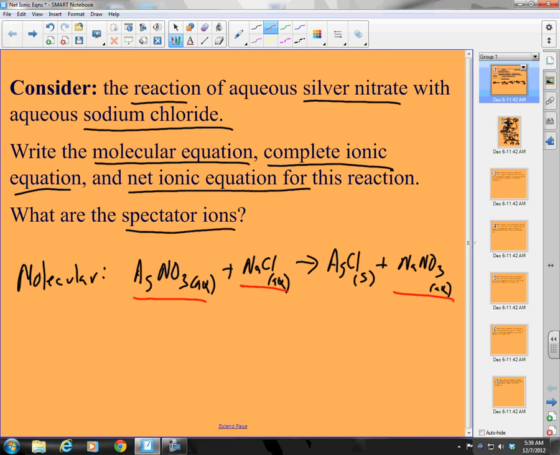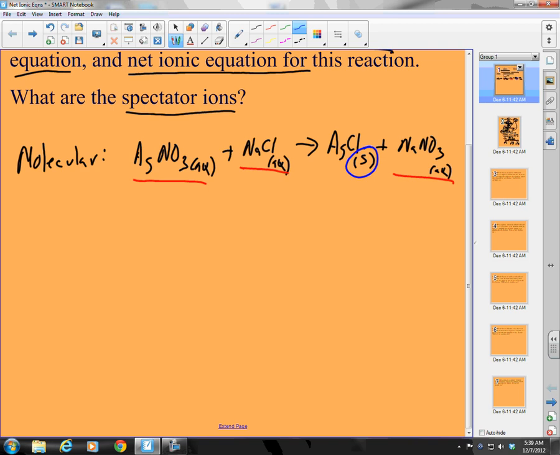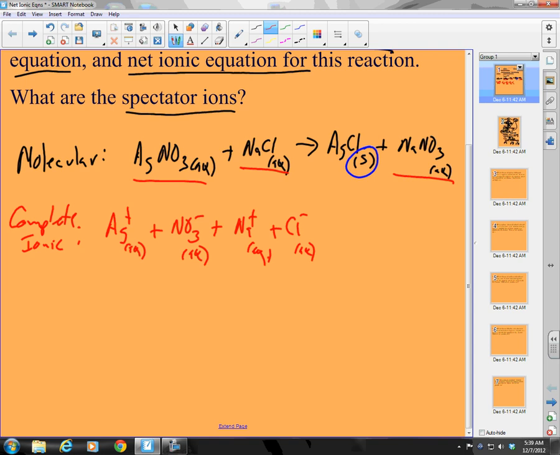Notice, I'm not doing anything with silver chloride. Why not? Because it is solid. I don't mess with solids, liquids, or gases. Now, what do I want to do for my complete ionic? I want to break these into ions. So that means I'm going to have Ag plus, and now what state is it? Well, it's aqueous, right? Plus, what's my next ion? It's not N, but it's NO3 minus, my polyatomic. It's still aqueous, plus my sodium plus aqueous, plus my chloride minus, which is aqueous, yields what?